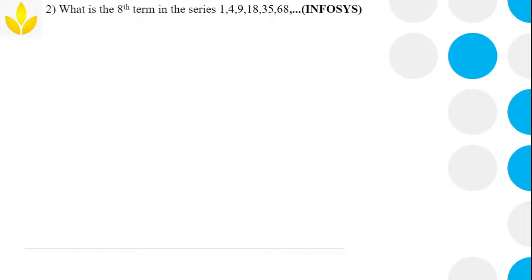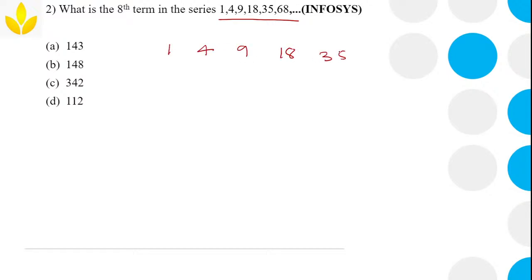Next, the second question here is: what is the 8th term in the series? They have given the series, and you have to find the 8th term of the series. Now see the series: 1, 4, 9, 18, 35, 68. Now how do we find whether it is a multiplication or a division or whatever?